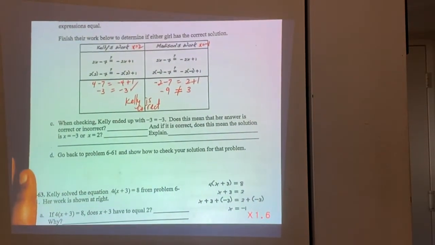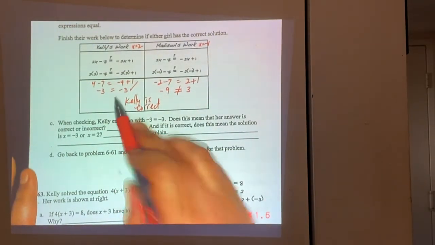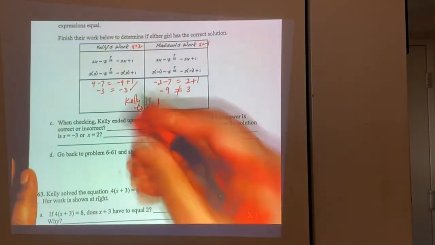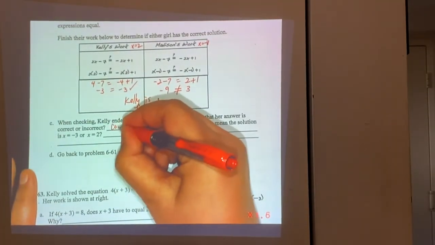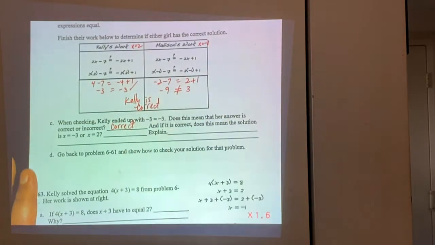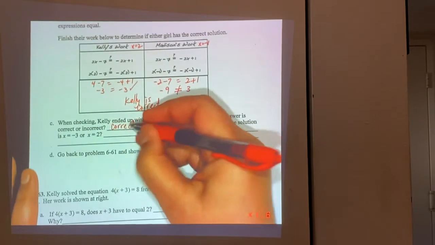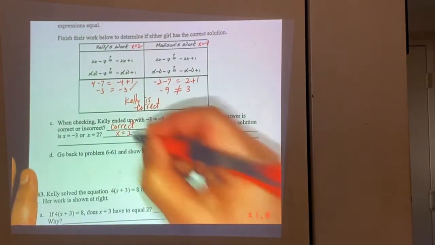When checking, Kelly ended up with -3 equals -3. Yeah, that's what we got right there. Does that mean that her answer is correct or incorrect? She's correct. And if it is correct, does that mean the solution is -3 or 2? Well, she got 2 up here, remember? So we got x equals 2. Explain.